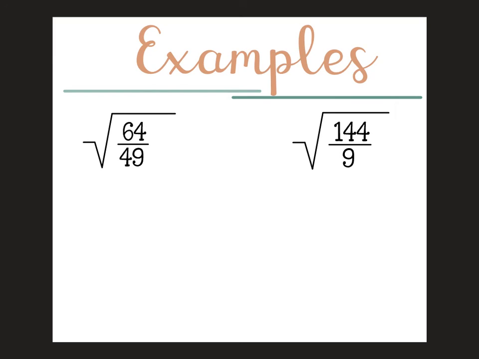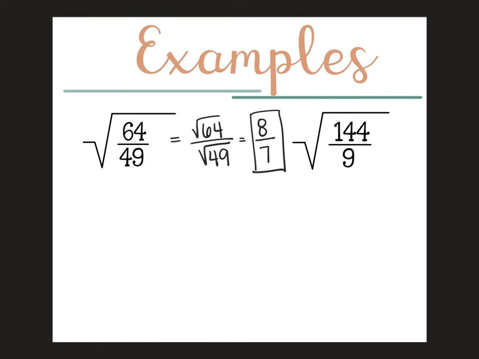Okay, so here's the first example. So the first thing I told you is you need to write it as 2 separate radicals. So I don't want one big square root. I really want it to look like this. Okay, so I have one radical in the top and then one in the bottom. And then if you look at those, they're actually perfect squares. So the square root of 64 is really 8. The square root of 49 is really 7.